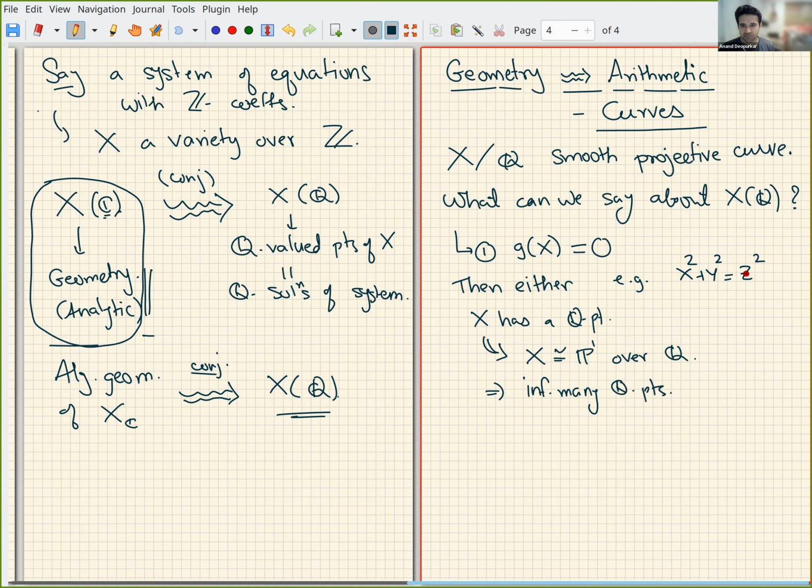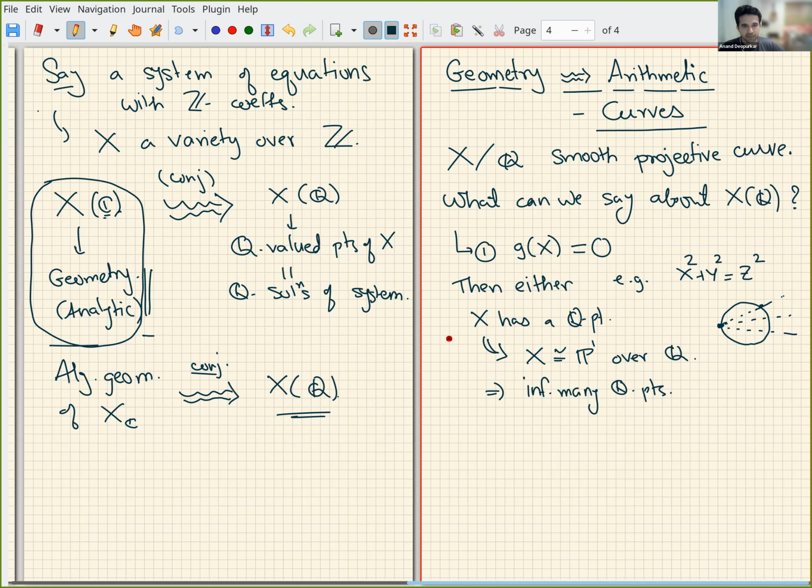So if I dehomogenize this, that's just a circle, right? And it has a rational point, this one, for example. And then I can use a rational parameterization, let's say by lines through this point, to get an infinite set. In fact, all of the rational points on this curve. And that holds in general: once you find one rational point, you can produce all of them by producing an isomorphism with P1.